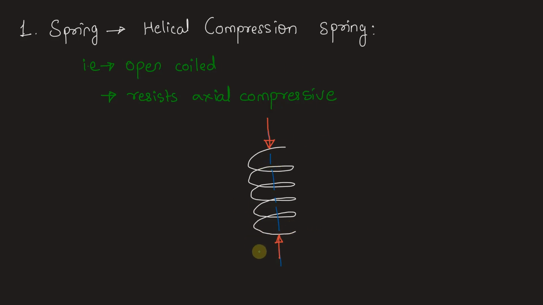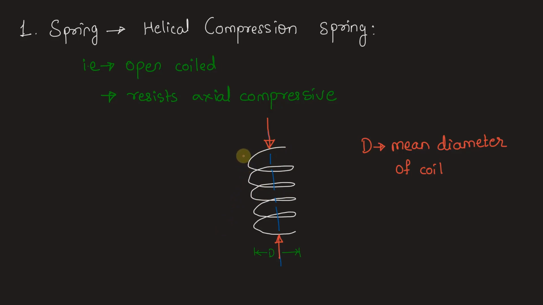Here we have two entities to note. First one is the diameter of this turn. Let's call it capital D. So capital D is the mean diameter of the coil. And another diameter is of this wire, the wire of which the spring is made, or the wire that is twisted to form this spring.